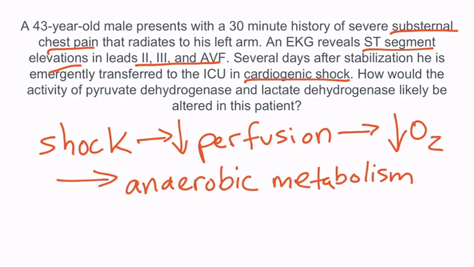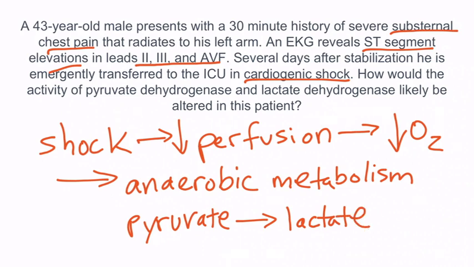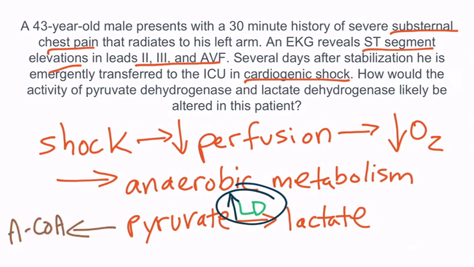Recall that in anaerobic metabolism, the conversion of pyruvate to lactate is favored. This occurs by the enzyme lactate dehydrogenase, so the activity of lactate dehydrogenase must be increased. Conversely, the conversion of pyruvate to acetyl-CoA is not favored, so the activity of pyruvate dehydrogenase must be decreased. So this will represent pyruvate going to acetyl-CoA. The enzyme that does this is pyruvate dehydrogenase, and the activity of this enzyme will be decreased.